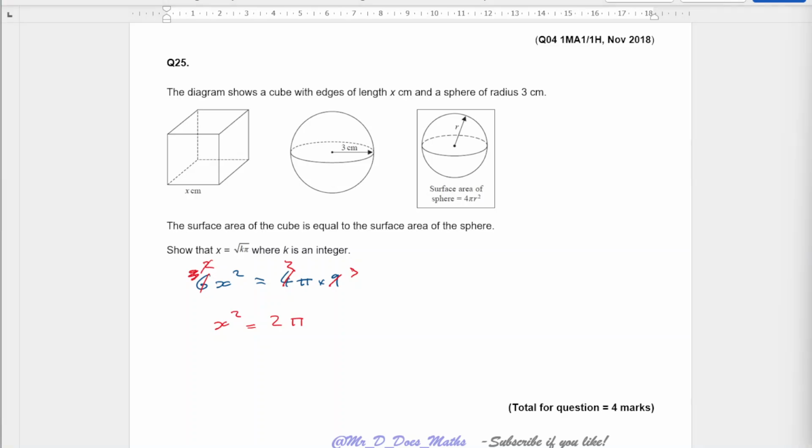And I've made a slight mistake here. 3 times 2, that's 6, so that would be 6 pi. And then square root both sides, x is going to be equal to plus or minus square root of 6 pi. We can't have a negative value, so we'll get rid of that. So x is going to be equal to the square root of 6 pi.